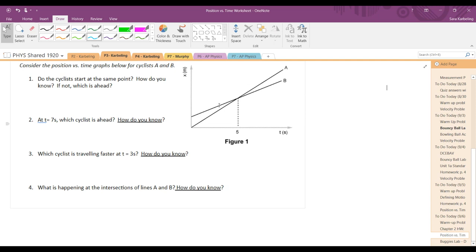All right, question 4. Tell us your names. I'm Caitlin. I'm Alex. I'm Brianna. Question 4 says, what is happening at the intersections of line A and B? How do you know? We said the cyclists meet and they intersect, so they're at the same amount of meters. That's awesome. They're at the same position at the same time. Hopefully they're on parallel tracks so they don't literally crash, because otherwise it'd be a sad story. But yeah, that's awesome. Nice job, you guys.